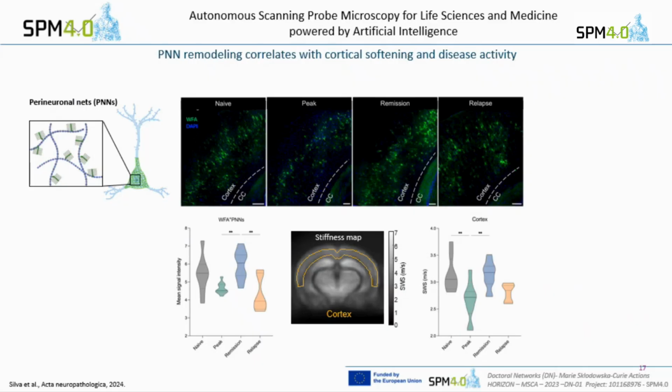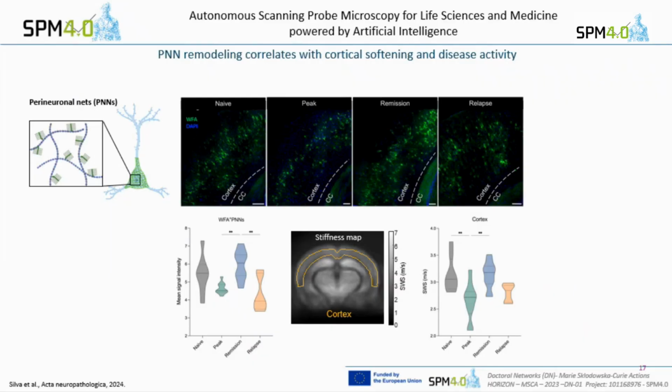And when using MRE to detect and quantify the stiffness of this tissue, what we saw, to our surprise, was a very similar pattern. We have a softening during the inflammatory phase and a re-stiffening, let's say, to its baseline stiffness at the remission phase. We correlated these two parameters, and they correlate also very well with disease activity.